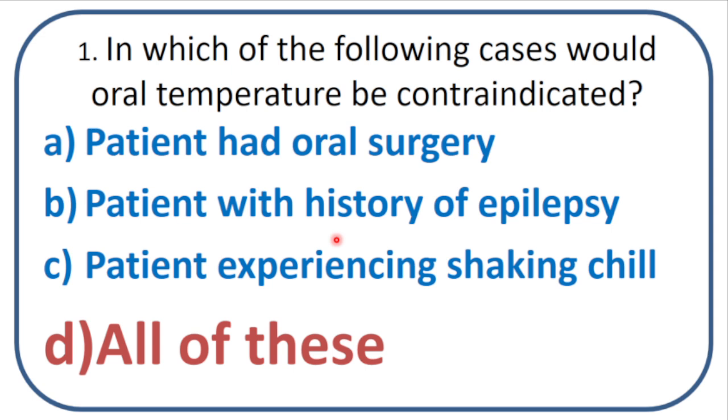Then the third case is patient experiencing shaking chills. In that case, the patient cannot hold the thermometer below the tongue. So these three cases are contraindicated for taking oral temperature. So here the correct answer is all of these.